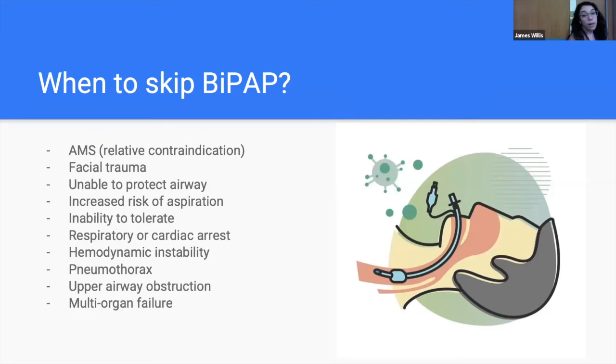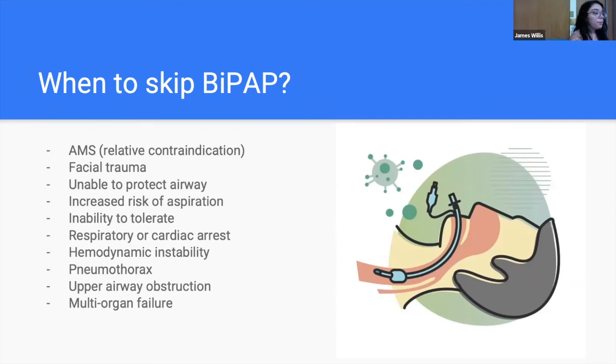Something else is facial trauma, because your function will depend a lot on getting a good seal, and if you don't have it, then it just won't help. Something important is inability to tolerate having the BiPAP on.